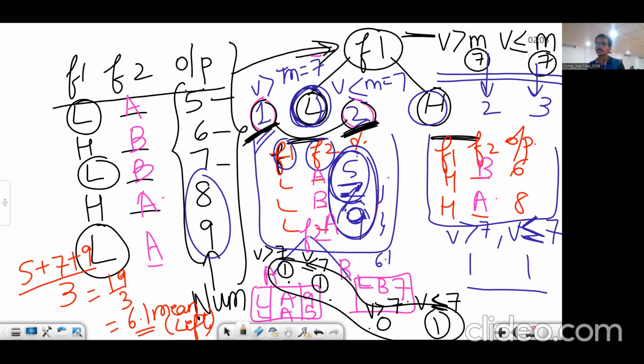I hope this much is clear. Similarly, on the right hand side, we can see the number of values greater than 7 and the number of values less than or equal to 7. So here we need to do the same way. I'll do it again separately for the high on a new slide.